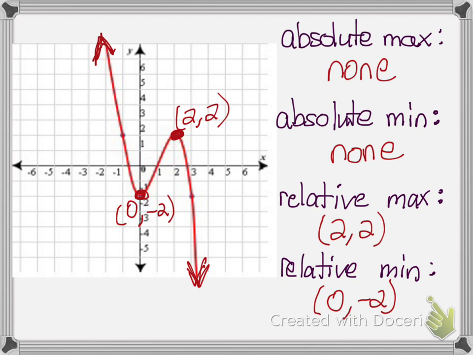Looking at this example, this is a negative odd. So since it's a negative odd, it's not going to have an absolute maximum or an absolute minimum. That's why I wrote none for both. But as you can see, the other highest point at (2, 2) will be my relative maximum, and the other relative minimum point will be at (0, -2).